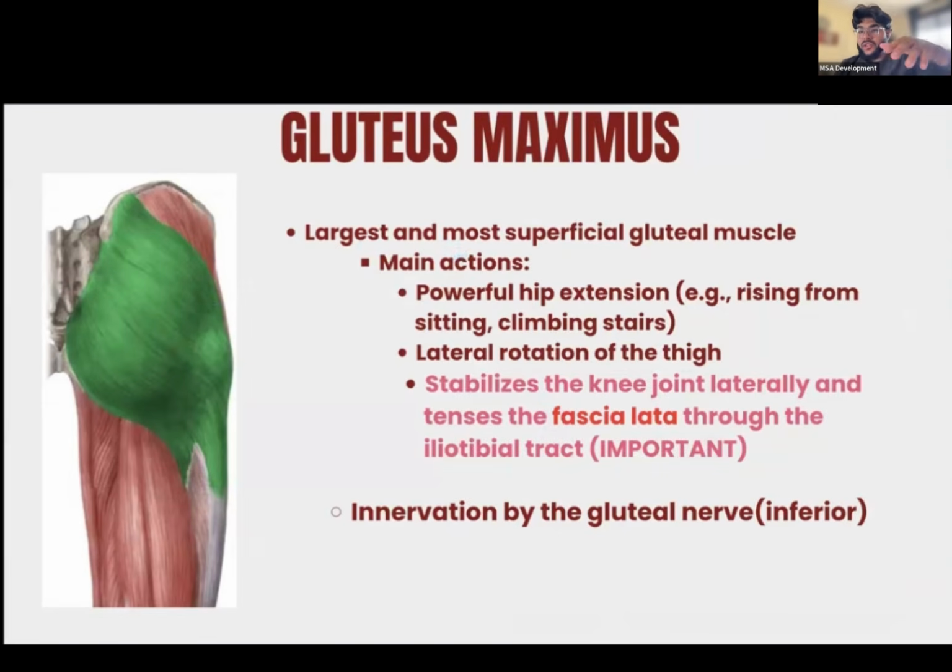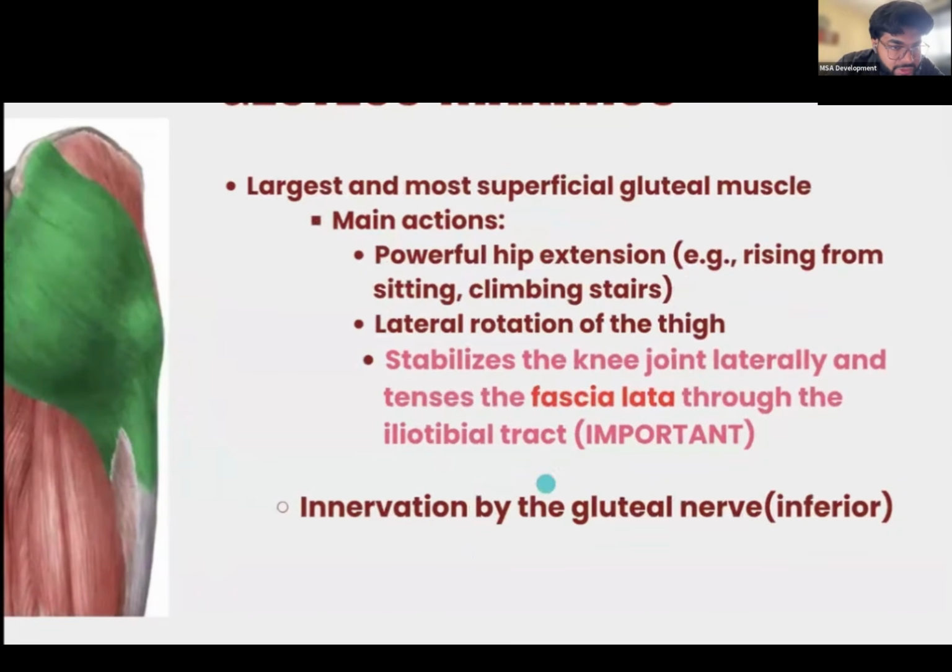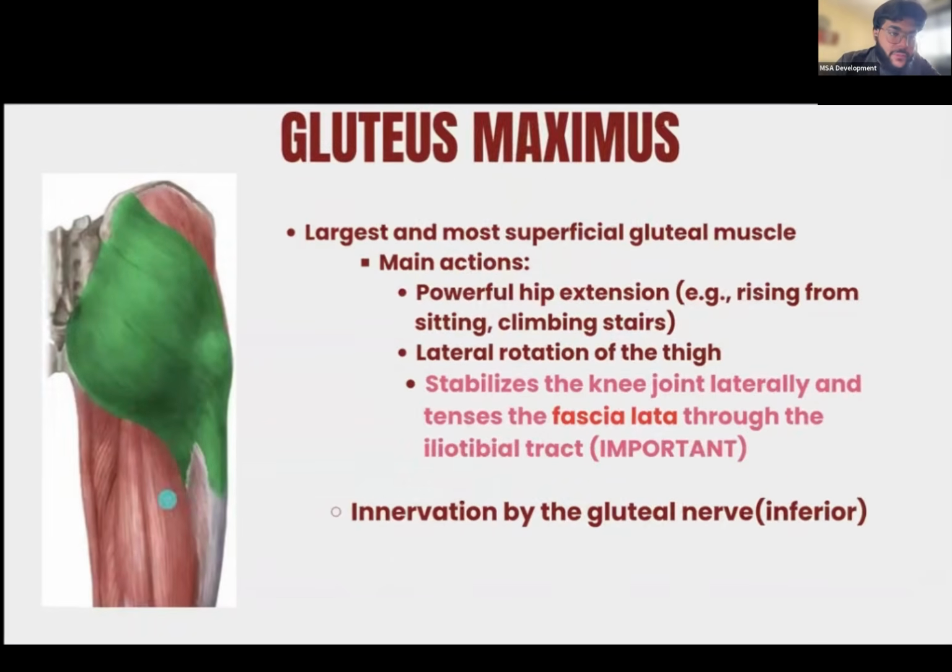The gluteus maximus is also responsible for lateral rotation, rotation outwards of the thigh, and for stabilization of the knee joint laterally through the iliotibial tract. It also tensors the fascia lata through the iliotibial tract. I'll be talking more about this later on. Make sure to remember that the gluteus maximus is innervated by your inferior gluteal nerve.